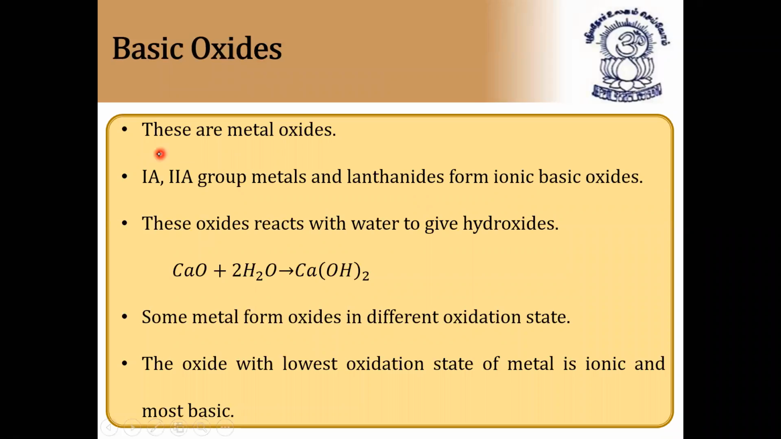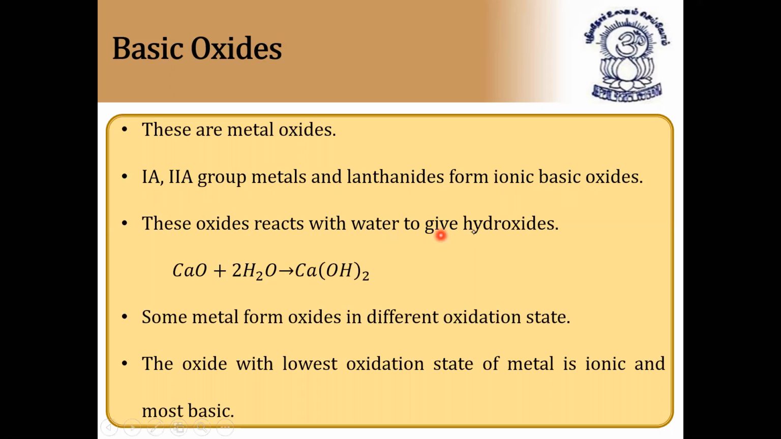So what are basic oxides? These are metal oxides of first group and second group metals, as I told you. That is lithium oxide, sodium oxide, rubidium oxide, potassium oxide, etc., and magnesium oxide, calcium oxide, barium oxide. All these first group and second group metals and lanthanides form basic ionic oxides. They are ionic in nature and they are also basic in nature.